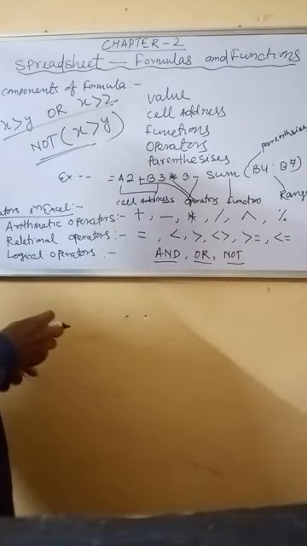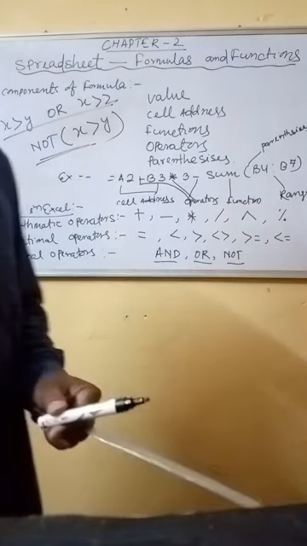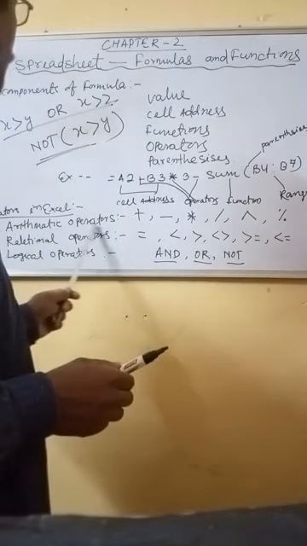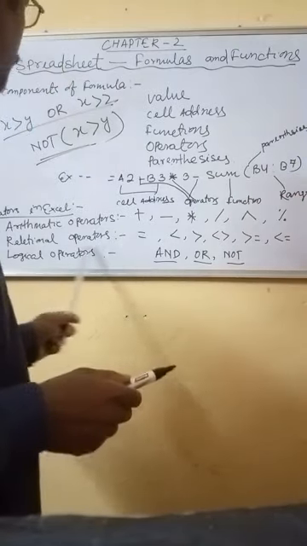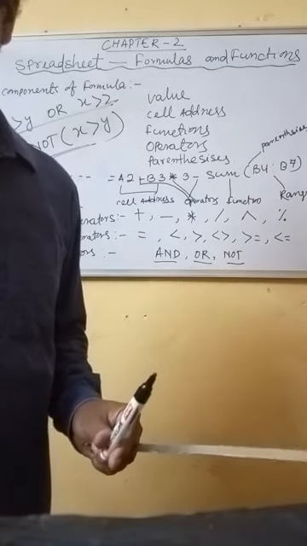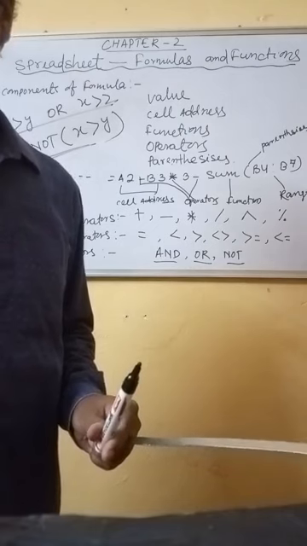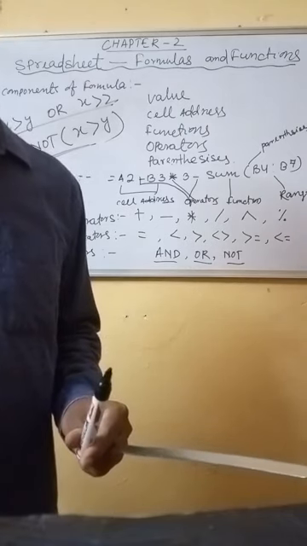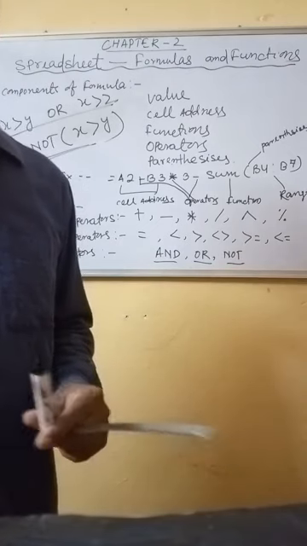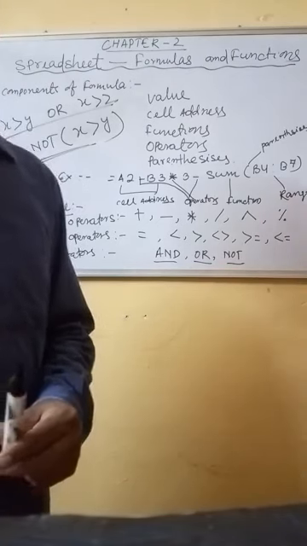So this is about the operators I told you. There are 3 categories of operators: arithmetic operators, relational operators, then logical operators. Now we'll see where these operators are required in our formulas. Different situations will require these types of operators.